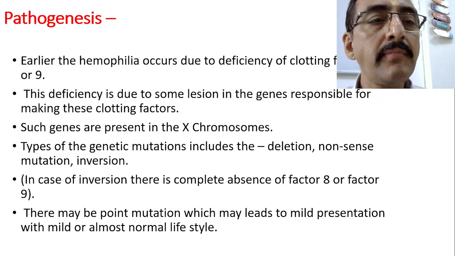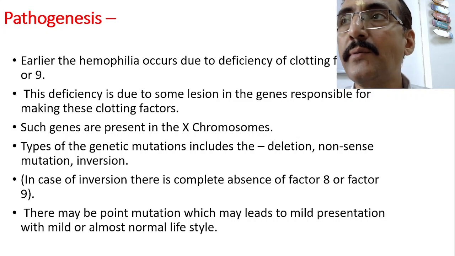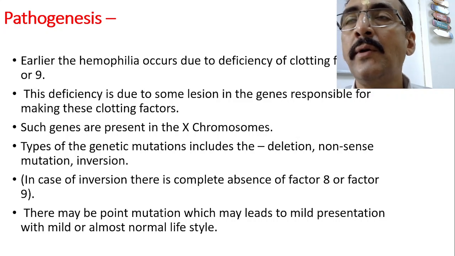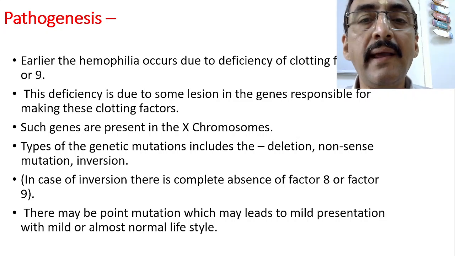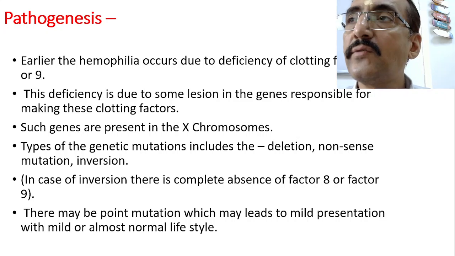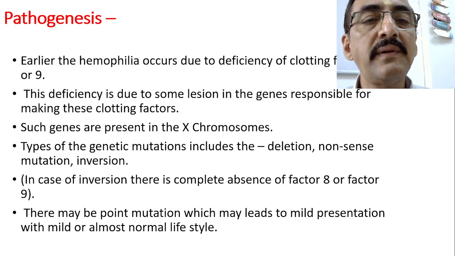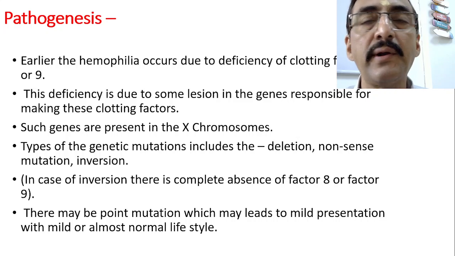Now, such genes are always present in the X chromosome. They are not present in the autosomes. They are only present in the X chromosome, or sex chromosomes. Therefore it is called an X-linked disorder. The types of genetic mutations include deletion, nonsense mutation or inversion.